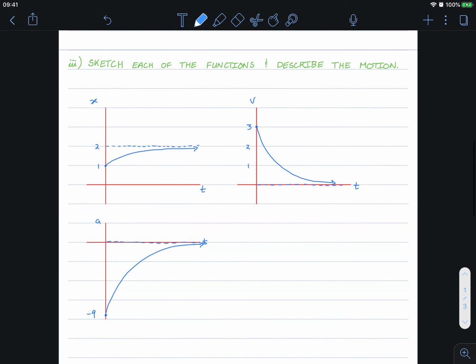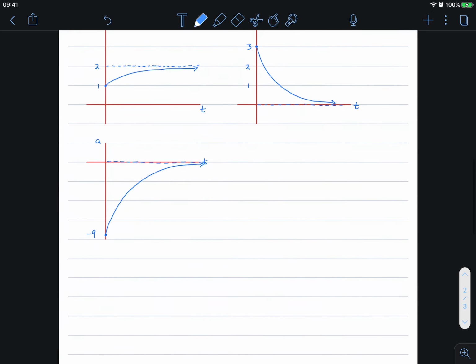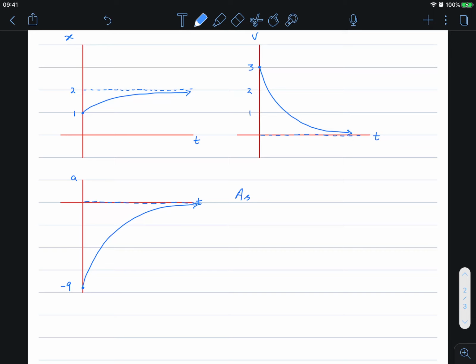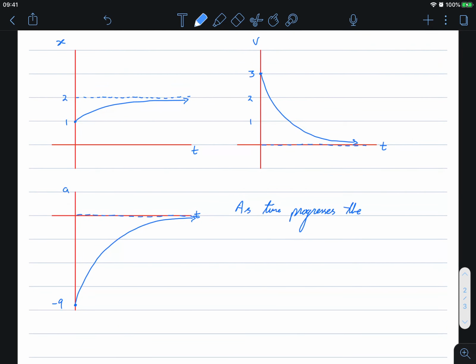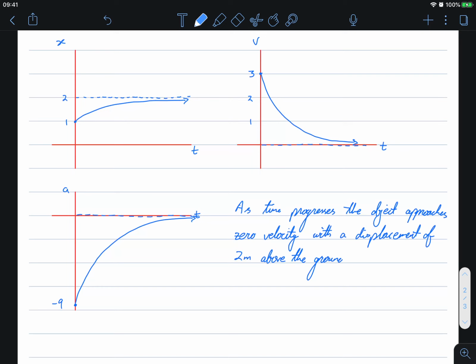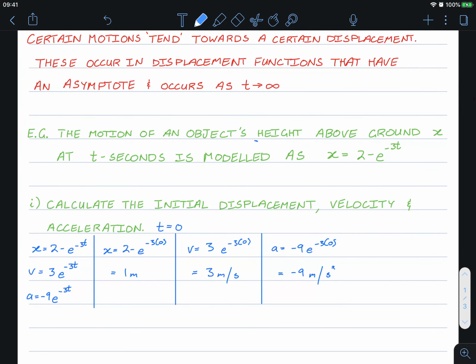Describe the motion. So we can say what we actually found here. We saw that as time progresses, the object approaches 0 velocity, which is a stationary point, with a displacement of 2 meters above the ground. Because remember, this is an object's height above the ground.